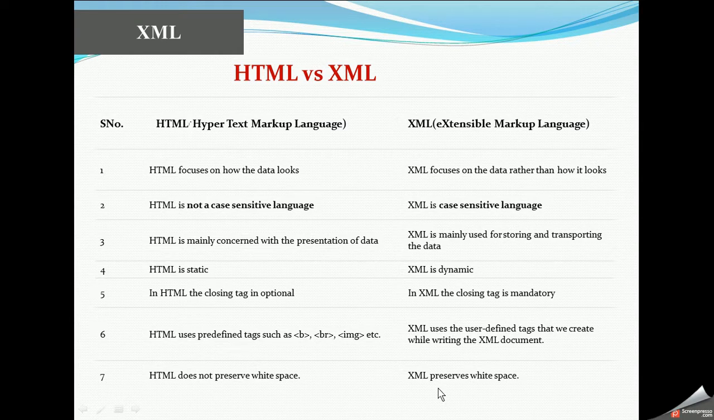So in a nutshell, I can say that HTML is static. However, XML is dynamic. HTML is not case sensitive, but XML is case sensitive. In HTML, there are always predefined tags which we have to use, but in XML, we don't have any predefined tag. In HTML, the closing tag is optional, but in XML, the closing tag is mandatory.